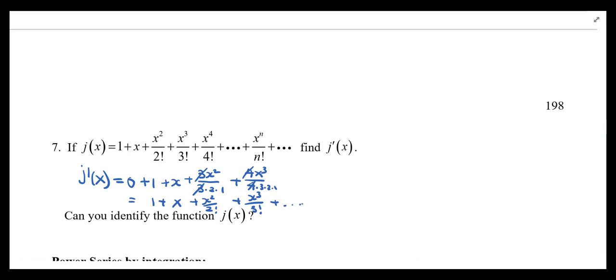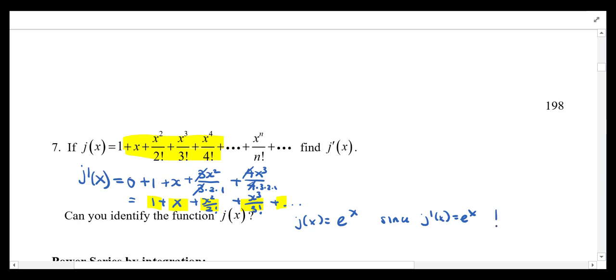Because what I see is that the original function is this. The derivative is also the same. Which function, when I take its derivative, is itself? And if you said that j of x equals e to the x, since the derivative of that is also the same thing, you are right. So this e to the x can be written as a power series here with powers of x divided by factorial. Crazy stuff. So the e to the x function can be written as an infinite power series. Wow.